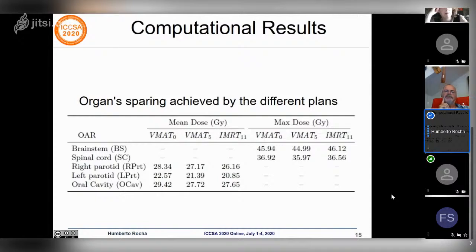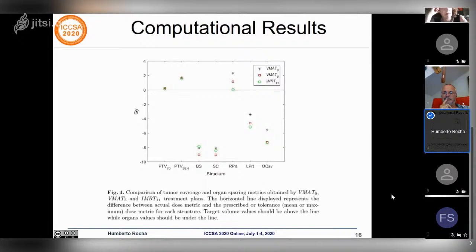In this table, we can observe that the treatment plan resulting from our strategy outperformed the other plans in terms of organ sparing. This is also illustrated in this figure that resumes the numbers of the previous table. The lower the point, the best the plan.